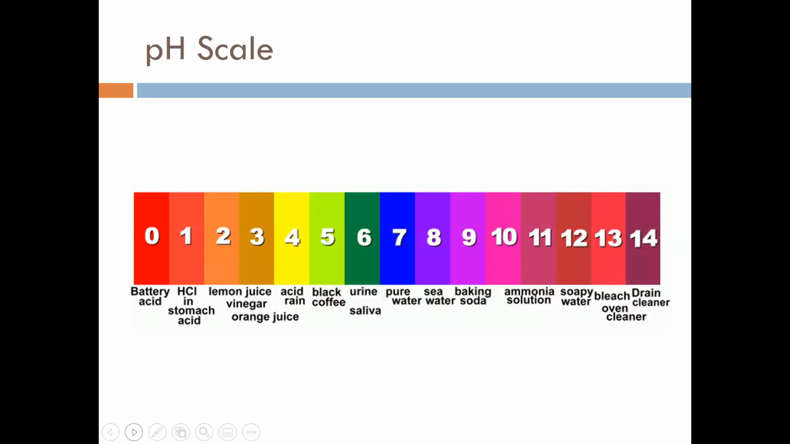So here's your pH scale. 0 is extremely strong acid, like battery acid. 14 is extremely strong base, like drain cleaner. 7 in the middle is neutral, like pure water. And then anything less than 7 has acidic properties to it, and anything greater than 7 has basic properties to it.